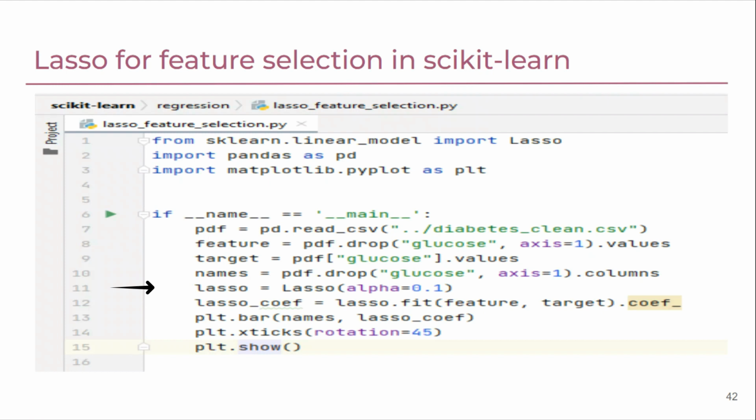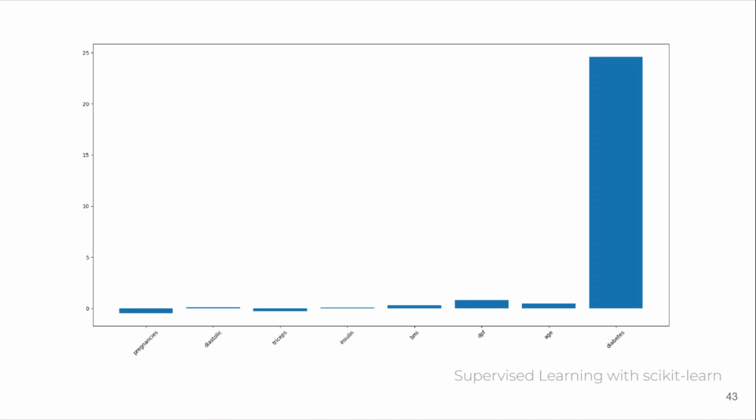We then instantiate Lasso, setting alpha to 0.1. We fit the model to the data and extract the coefficients using the .coef_ attribute, storing as lasso_coef. We then plot the coefficients for each feature. We can see that the most important predictor for our target variable, blood glucose levels, is the binary value for whether an individual has diabetes or not. This is not surprising, but is a great sanity check.